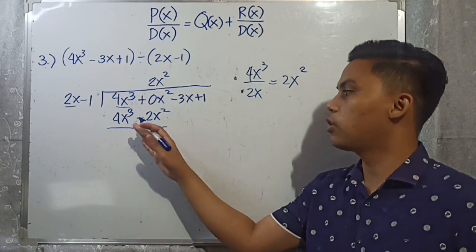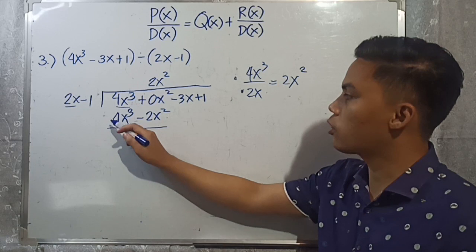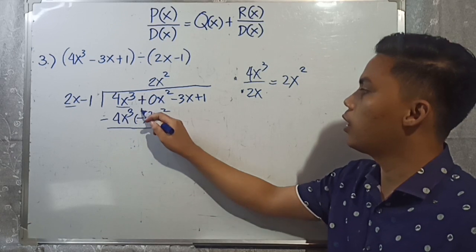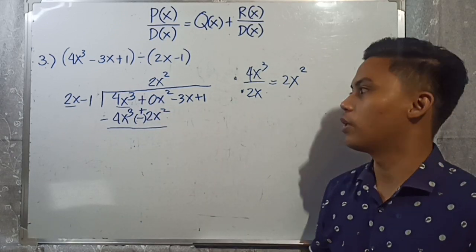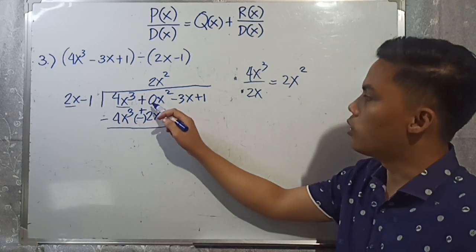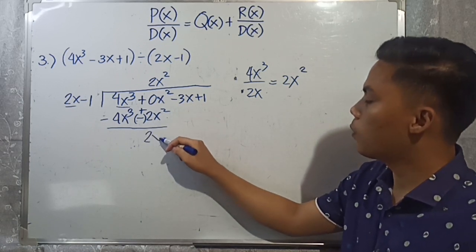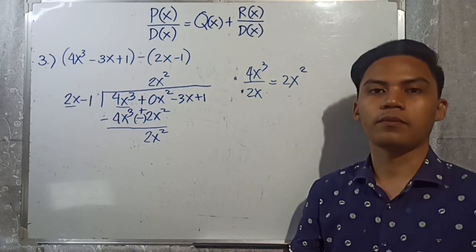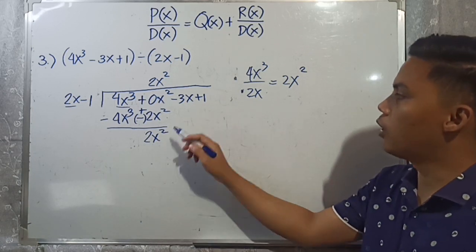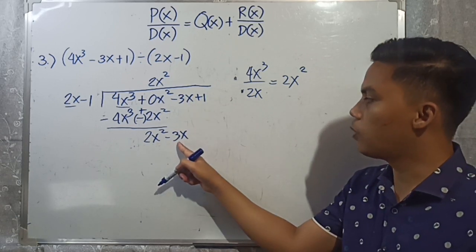So, make sure that we're going to change the sign of our subtrahend. So, yung 4x cubed magiging negative 4x cubed. Yung negative 2x squared naman ay magiging positive 2x squared. Okay. 4x cubed minus 4x cubed, that is equal to 0. And 0x squared plus positive 2x squared, that is equal to 2x squared. Okay. So, before tayo magpo-proceed, we're going to bring down negative 3x, or i-bring down natin yung next term. So, negative 3x, bring down natin.